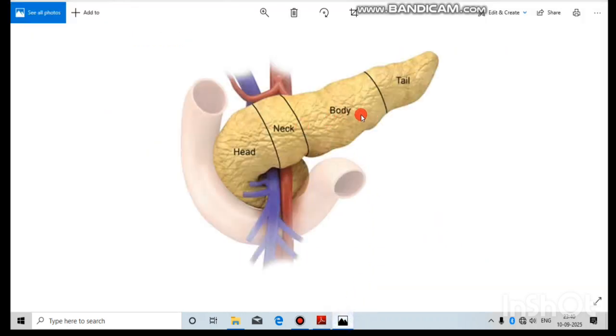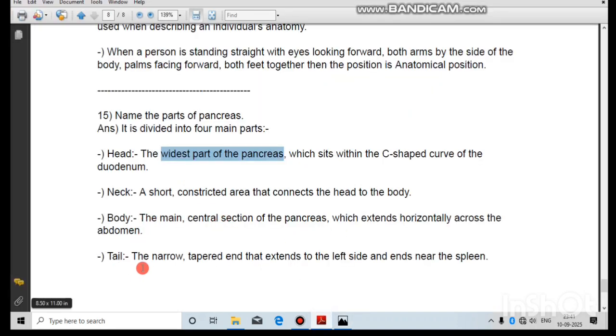Here we have the body. It is a very important part. Why? Because here we have all the cells, and all the hormones are generated here. Yes, so that is a very important part. Next is the tail part, a narrow tapered end that gets connected with the spleen. It will end near the spleen.